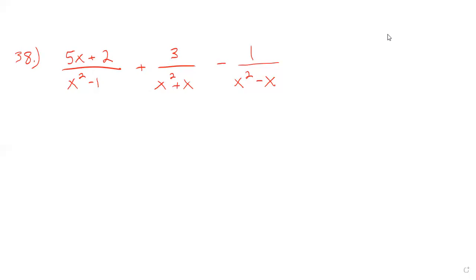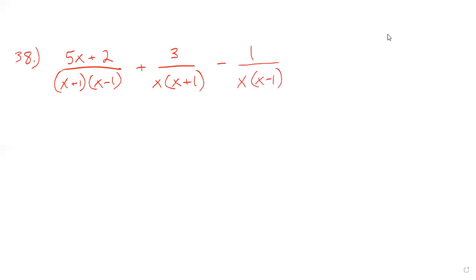But before I can find a common denominator, I need to go through and factor everything. So x squared minus 1 is going to factor out to be x plus 1, x minus 1. X squared plus x is going to factor out to be x times x plus 1. And then x squared minus x is going to factor out to be x times x minus 1.